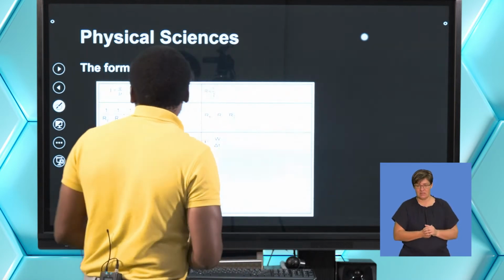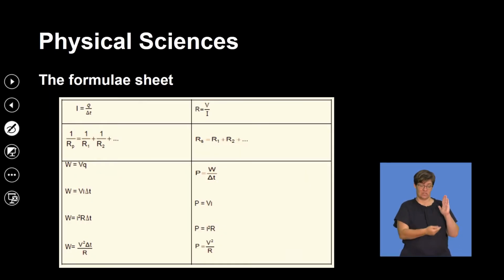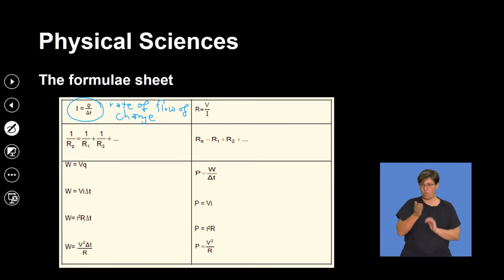Now, the data sheet is a very important tool in terms of conceptual understanding. You can immediately tell that this formula has to do with current, from which we can say current is the rate of flow of charge. So we are simply reading it off mathematically. That's our Ohm's law there. We need to be familiar with all this.